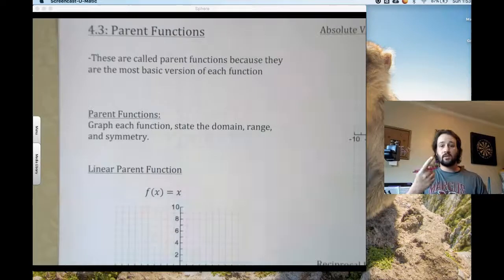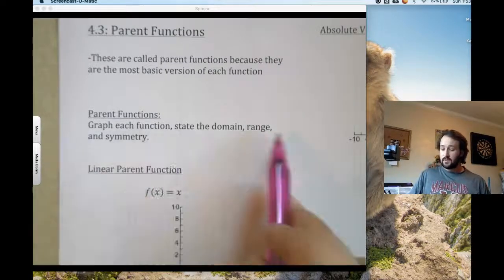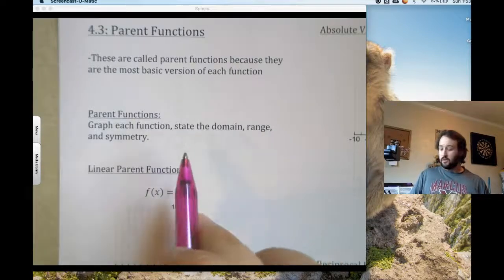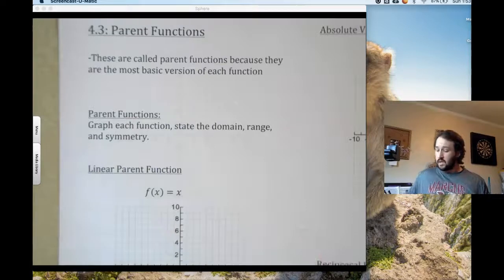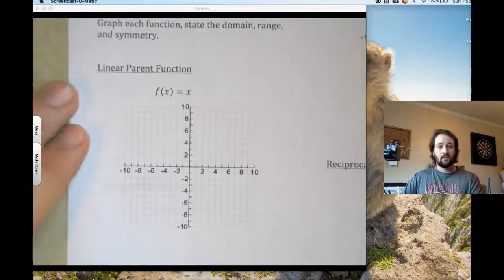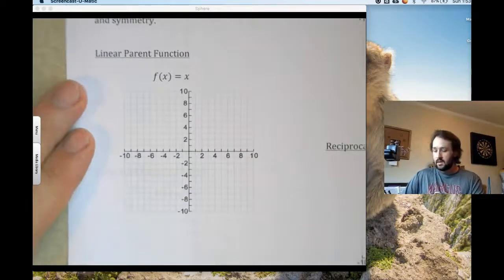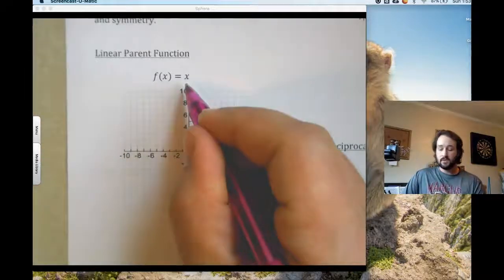With these, you'll need to know the name, you'll need to know the equation. It's also going to ask you the different characteristics, so we'll state these as we go through. We'll state the domain, range, and symmetry as we go through these functions. So with our first function, it is called our linear parent function. The linear function is f of x equals x.